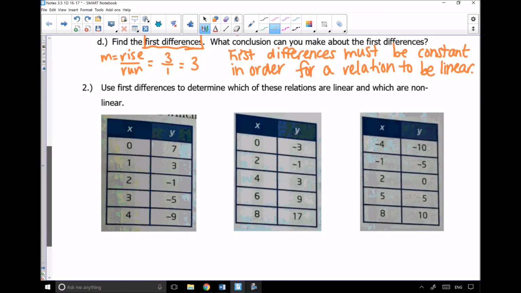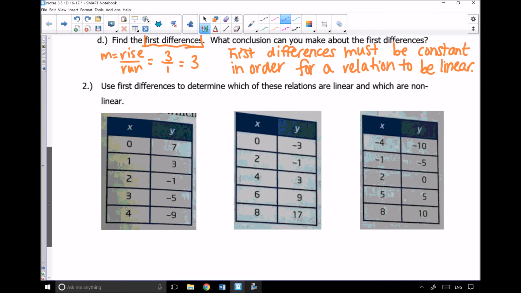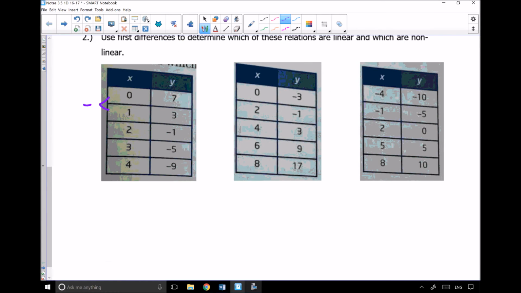Use first differences to determine which of these relations are linear and which are nonlinear. So let's go ahead and do the first example together. My x values are all going up by 1. From 0 to 1, 1 to 2, 2 to 3, 3 to 4, they're all going up by 1. Now my y values, to go from 7 to 3, I'm going down by 4. From 3 to negative 1, I'm also going down by 4. From 1 to negative 5, I'm going down by 4. And from negative 5 to negative 9, I'm going down by 4.